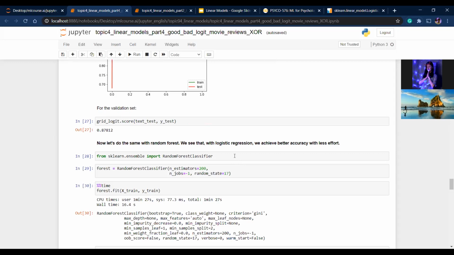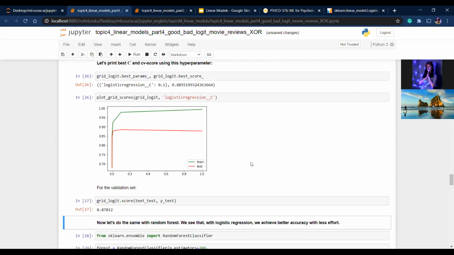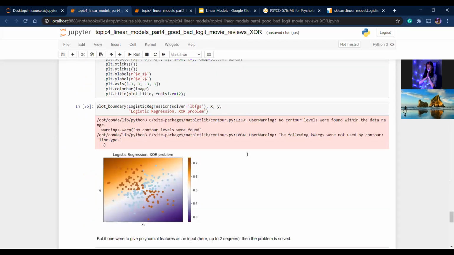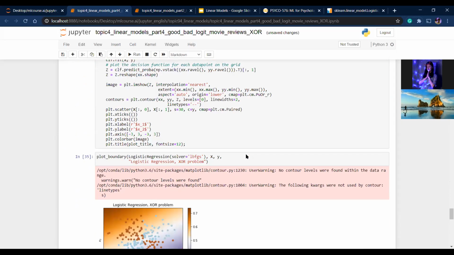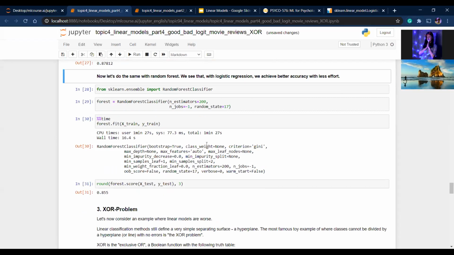Okay. And for the validation set, you have some accuracy, which is nothing but getting the score on the test set. Okay, so it's 87.812. I'll answer the questions in a bit, but let me just go through all of these real quickly.